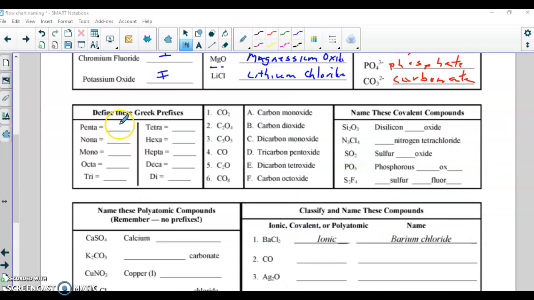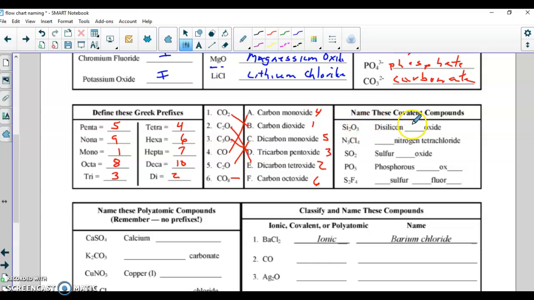Okay, continuing on in the sheet, we put what these Greek prefixes mean. So penta is 5, nona 9, mono 1, octa 8, tri of course is 3, tetra would be 4, hepta is 7, hexa is 6, deca is 10, and di is 2. We look over here. Carbon monoxide is number 4, so that would crisscross to there. Carbon dioxide is number 1. Dicarbon monoxide is 5 here. Dicarbon pentaoxide is number 3. Dicarbon tetraoxide is number 2. And carbon, well, obviously, it's the last one, which is 6.